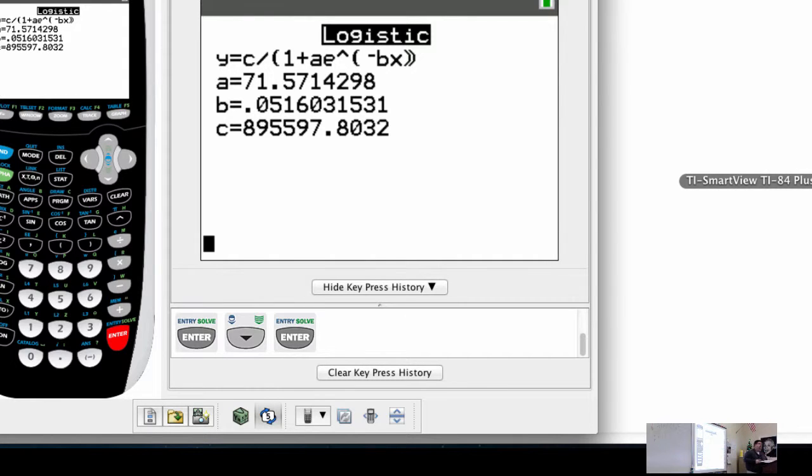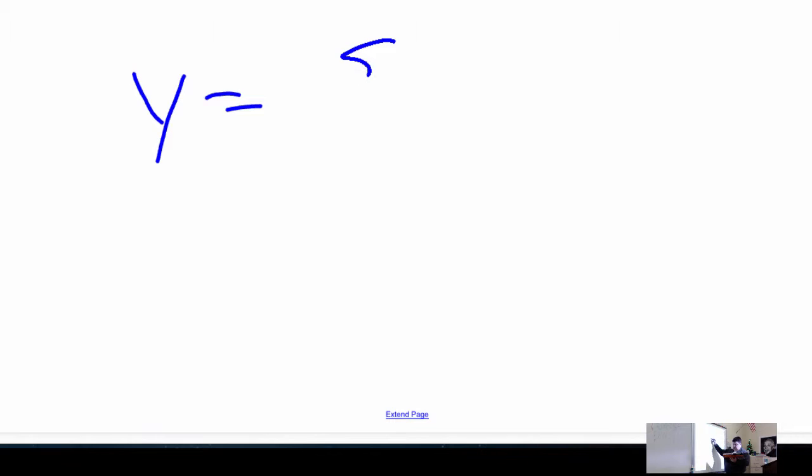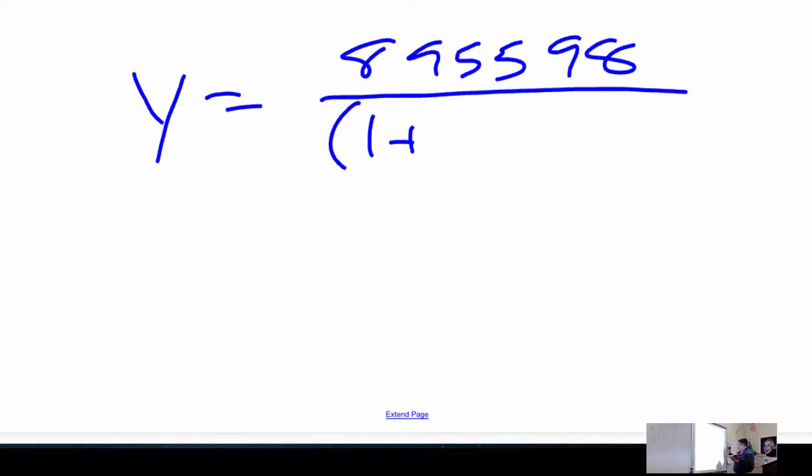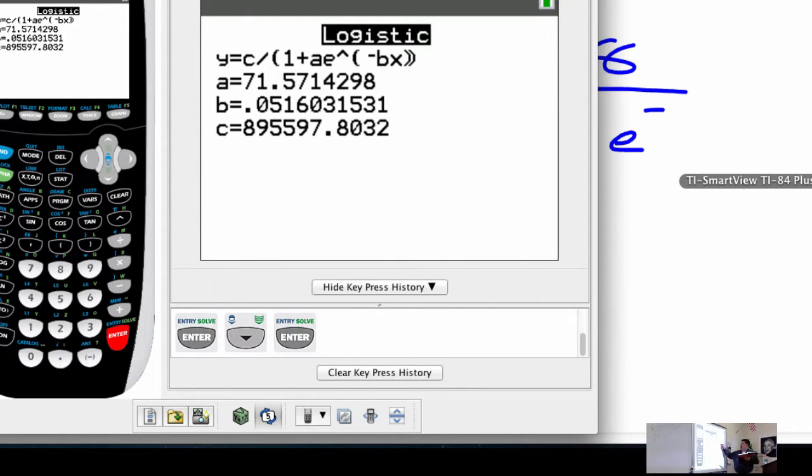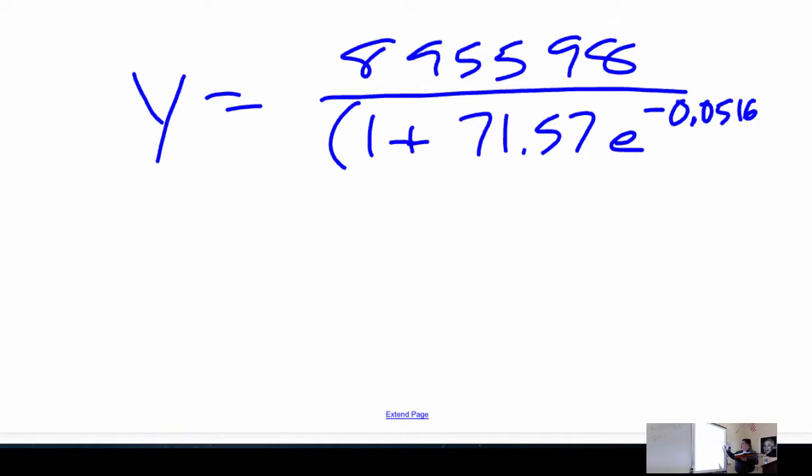My logistic equation is y equals, then you list the C number, which I kind of took off the screen real quick. My C number is 895,597, so I'm going to say 895,598 all over 1 plus A. A was 71.57 approximately, 71.57, which is times e raised to the negative B, which would be 0.0516 times x. Now, your textbook probably raises that to t. Actually, it raised it to x. But a lot of times we would leave that as t, because that usually represents the time, right? But our calculator doesn't have t easily accessible, so we'll just say x, right?